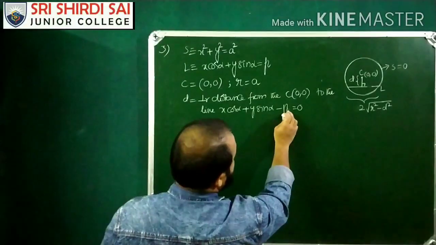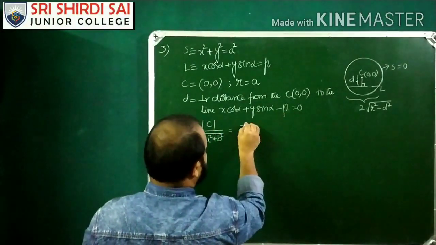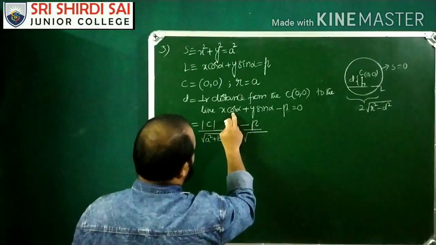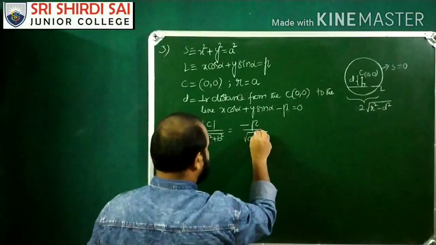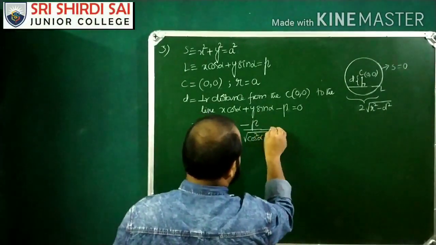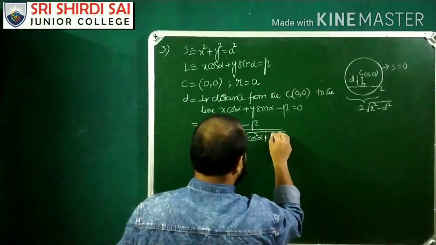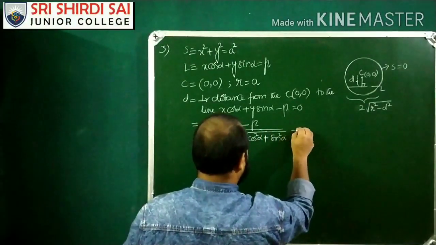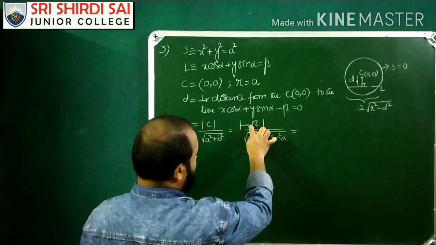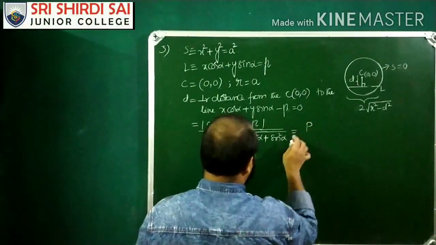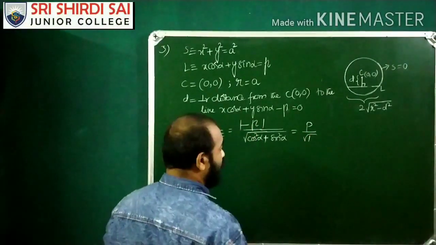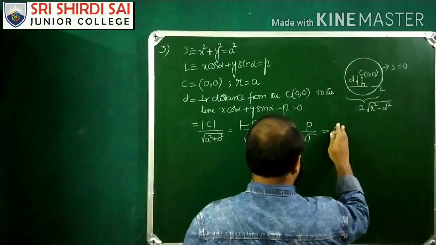c is the constant here, minus p by square root of the square of the coefficient of x, cos square alpha, plus the square of the coefficient of y, sin square alpha. So that is equals to modulus of minus p, which is p, by cos square alpha plus sin square alpha is 1. So root 1 is 1. So p by 1 is p.